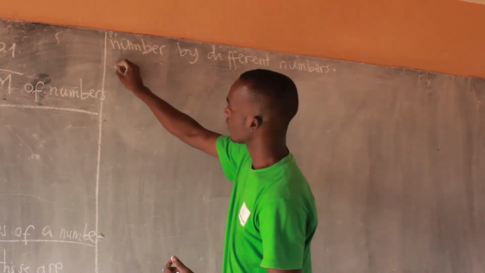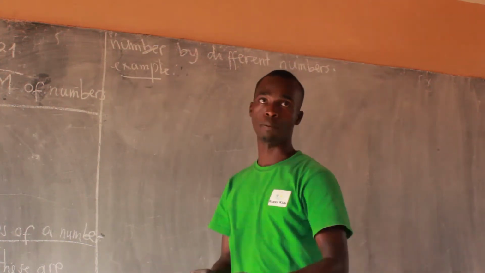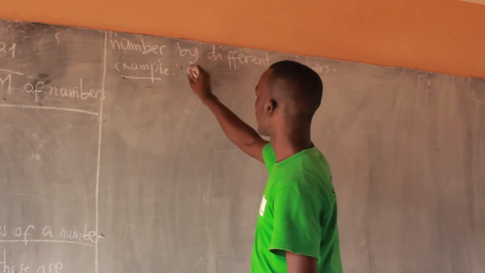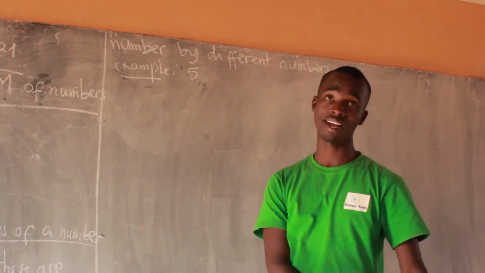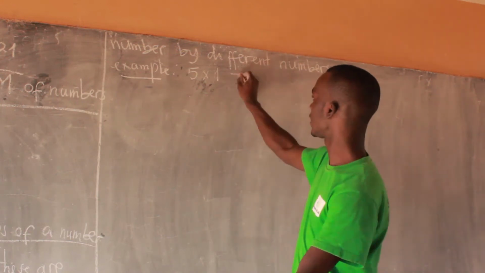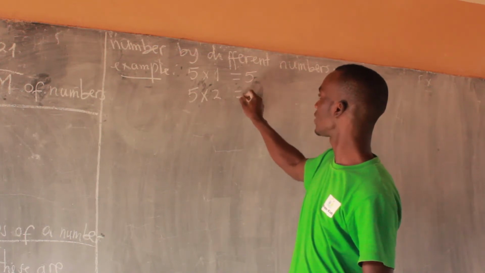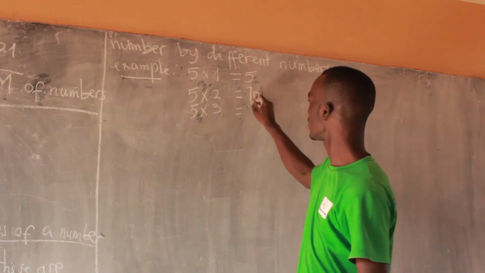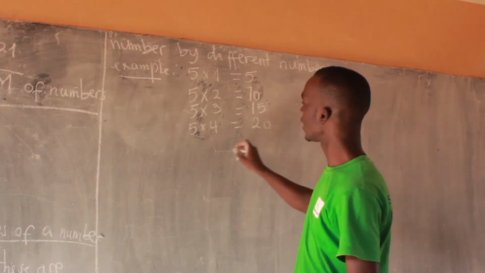Example, here we can multiply. For example, let's say any number you can choose. Let's say, for example, 5. The very simplest one, you know, every kid here knows to multiply by 5. When you take 5 and it's multiplied by 1, this is 5. When you multiply 5 by 2, then you get 10. When you multiply 5 by 3, then you get 15. When you multiply 5 by 4, then you get 20, and so on.